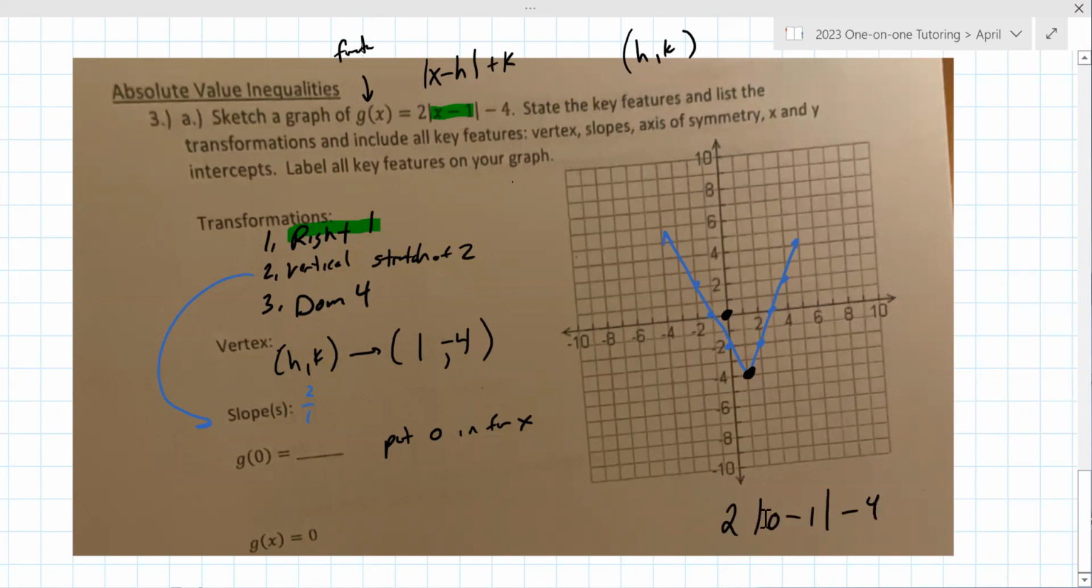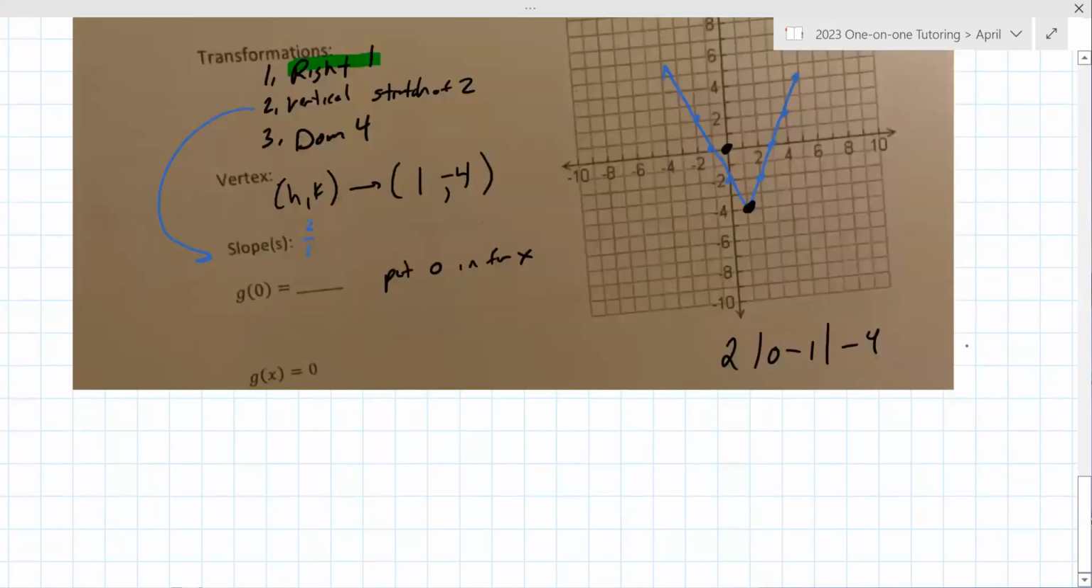No, so 0 in for x means to go back to the original equation, replace x with that number, 0 in this case, order of operations, right? You subtract 1. Would you add 4 to both sides? There's no sides here. This is just a simplification. Like you first subtract 1 from 0, which is negative 1. Take the absolute value of that, which is 1, multiply by the 2, and then subtract 4.